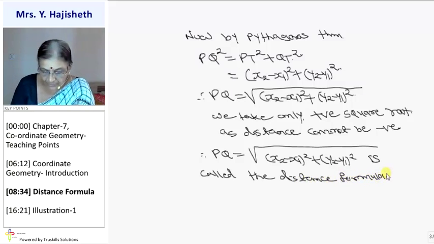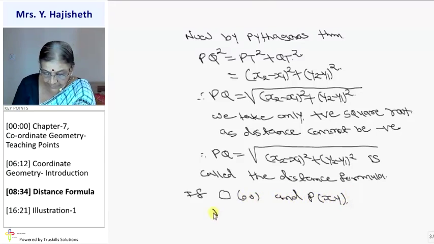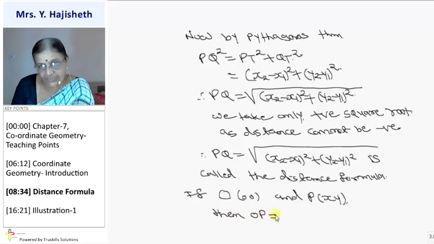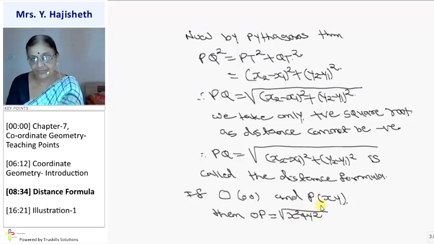Suppose you are given one point O, that is (0, 0), and another point P, that is (x, y), and I want to find the distance between O and P. Then what is your OP? By using this formula, you put x2 as x and x1 as 0. So it is under root (x minus 0) whole square plus (y minus 0) whole square. So root x square plus y square.